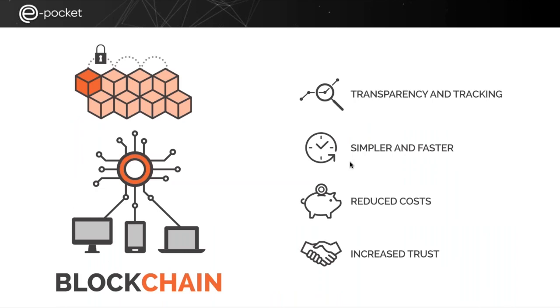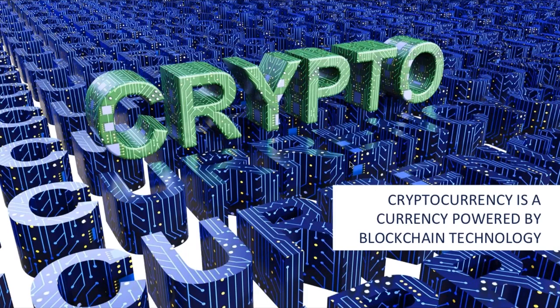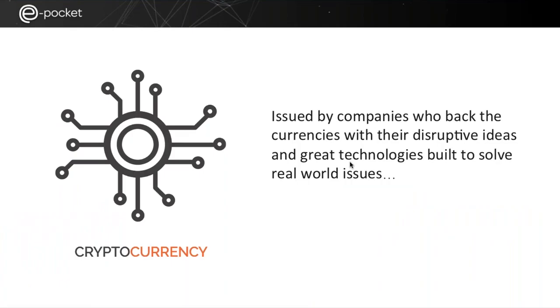Now, as I mentioned to you previously, in order to make a transaction on blockchain, you should use a digital currency or cryptocurrency. Cryptocurrency is a currency powered by blockchain technology. And the beauty of cryptocurrency is that it's not governed by any government. It's not issued by any government or anyone else. It's actually issued by the companies who back their currency with their disruptive ideas and great technology built to solve real world issues.